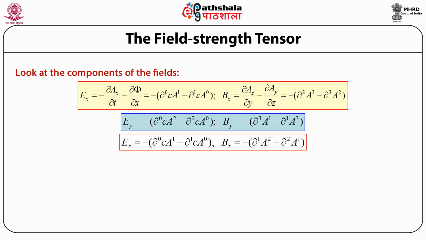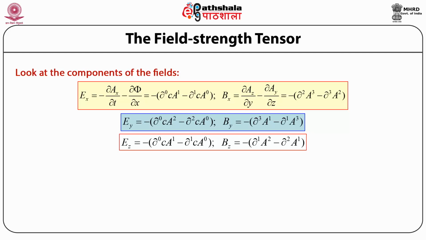component of the electric field is given by minus of bracket open del superscript 0 acting on c times A superscript 1 minus del superscript 1 acting on c times A superscript 0 bracket close, and the z component of the magnetic field induction vector is given by minus of bracket open del superscript 1 acting on A superscript 2 minus del superscript 2 acting on A superscript 1 bracket close.